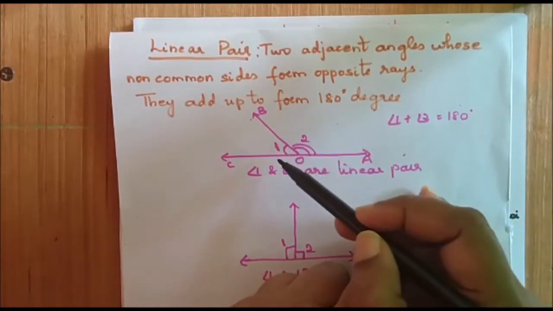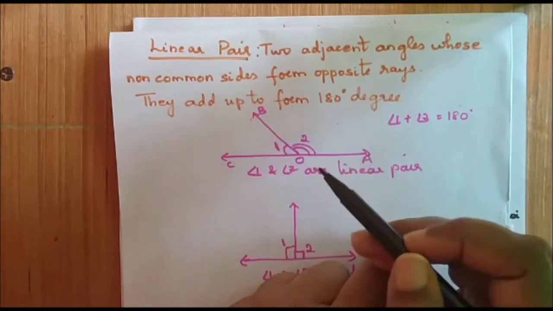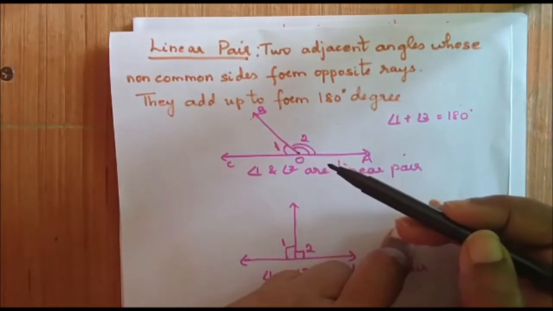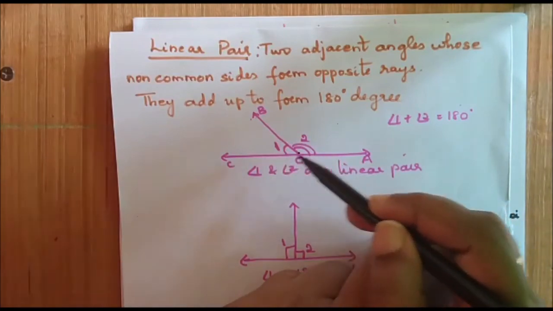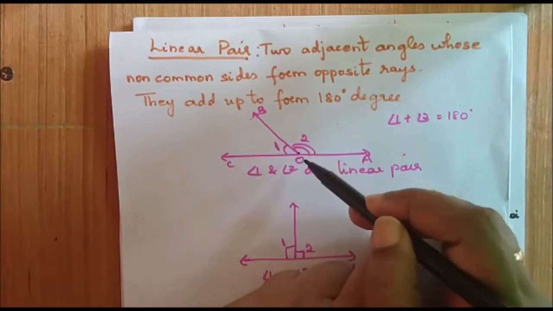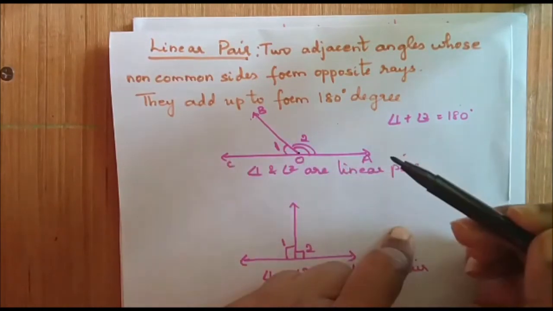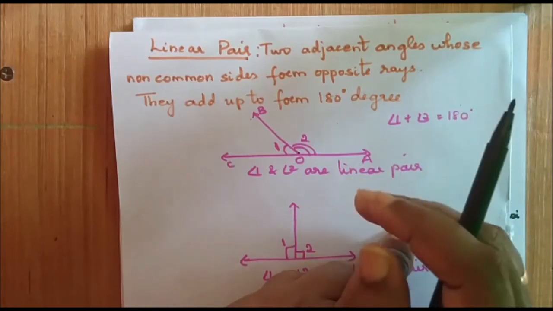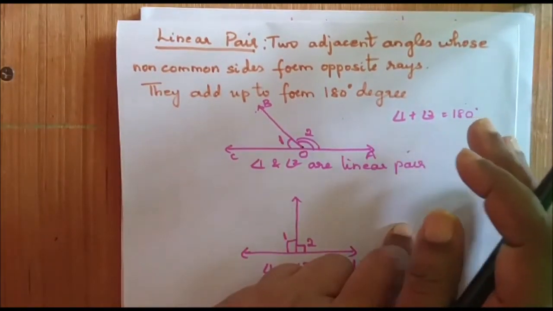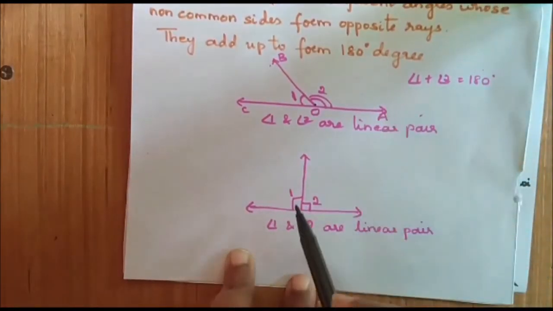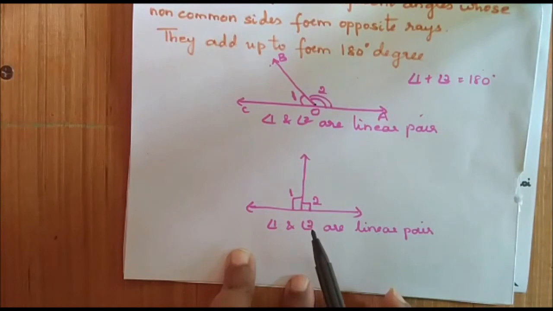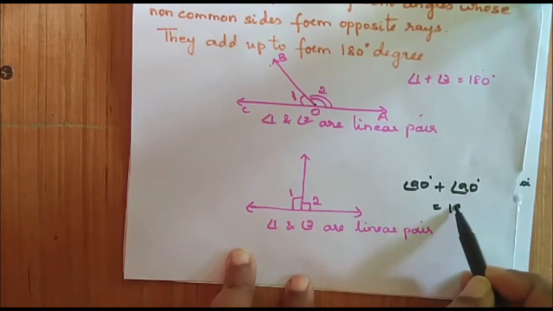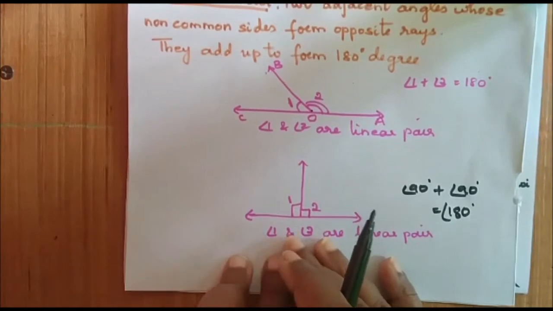Only when angle 1 and angle 2 add up to 180 degrees can you call them a linear pair. That is, they have a common vertex, they have a common arm, OB is the common arm, but the non-common sides should be opposite rays. OA goes in this direction and OC goes in this direction. That means when you add angle 1 and angle 2, they should give 180 degrees. Only then it is called a linear pair. Keep this in mind. Here is one more example of a linear pair, angles 1 and 2. What is the value of angles 1 and 2? It is 90 degrees. So 90 degrees plus 90 degrees is equal to 180 degrees. So they form a linear pair.